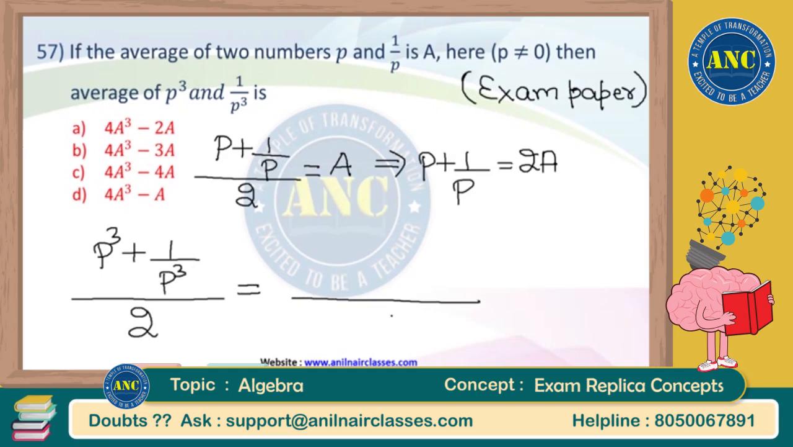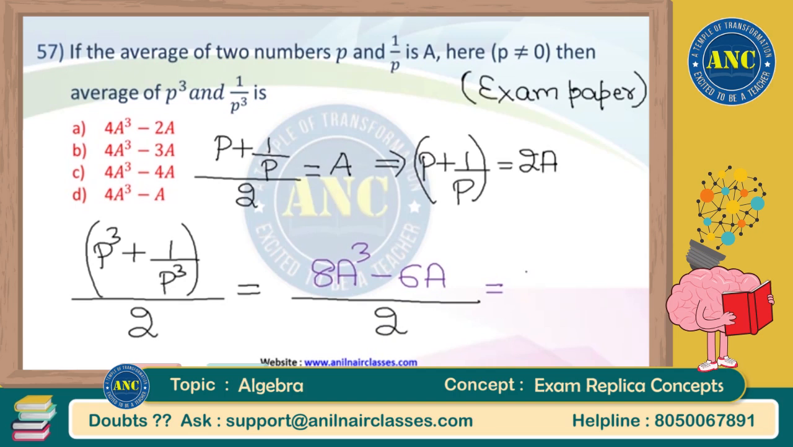Now first of all, this divided by 2 will be as it is, right? Now I know the value of p plus 1 by p as 2a. Finding out p cube plus 1 by p cube is not at all a difficult task. So this is nothing but k cube minus 3k, sorry sir, k cube minus 3k, right? So value is k cube minus 3k, k value is 2a. 2a whole cube is 8a cube minus 3k, 3 into 2a is 6a, right? It is 6a, divide by 2.